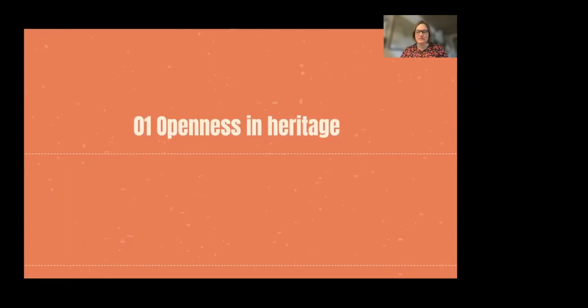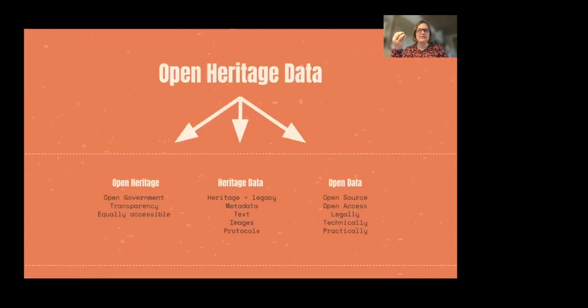So first I want to say a little bit about this concept of openness in heritage. And this discussion begins with why I chose these three words for my title, Open Heritage Data. I did that because they can be split into three other terms that I think are very relevant to understand in this concept. So open heritage is the first one, which I relate to the idea of open government, the fact that there is openness, transparency in our understanding of the world, in the things that we do.